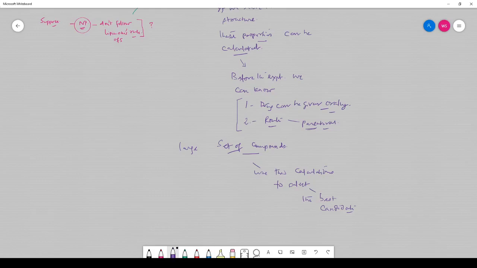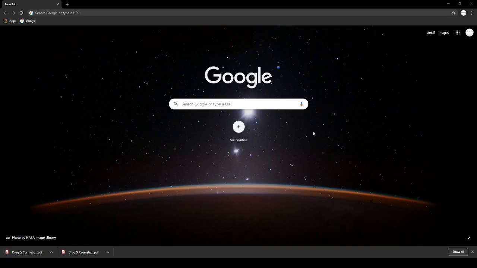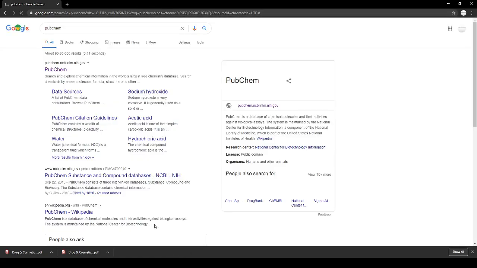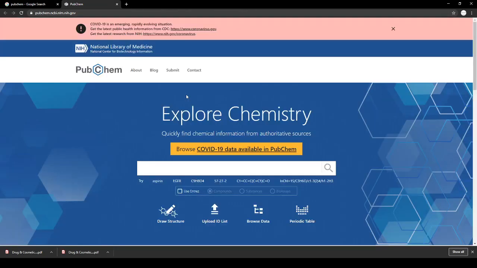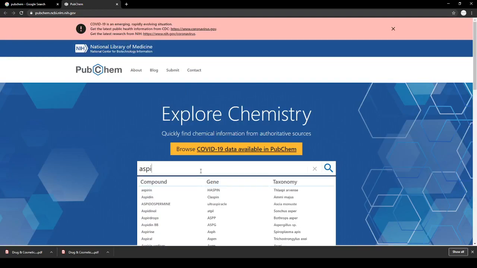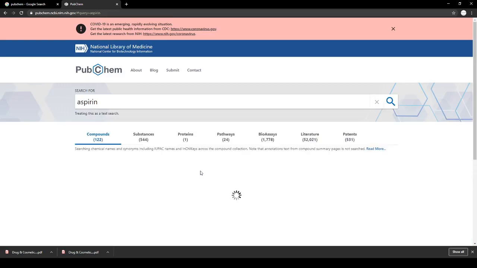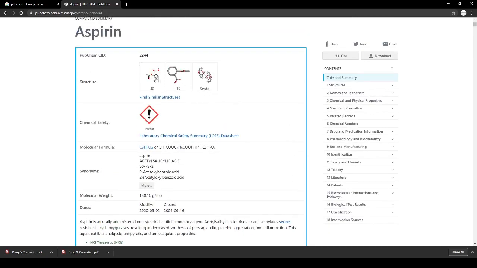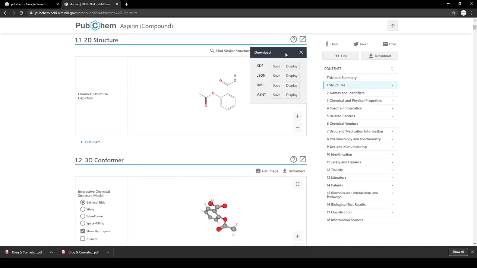Shall we look at an example? For this, let's go back to the browser. Let's type PubChem. Let's open this up and type in aspirin. Let's click on that. So we get the 2D structure. Let's download this structure in an SDF format. So it is saved on the desktop.